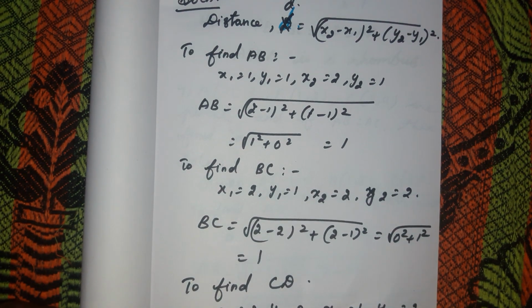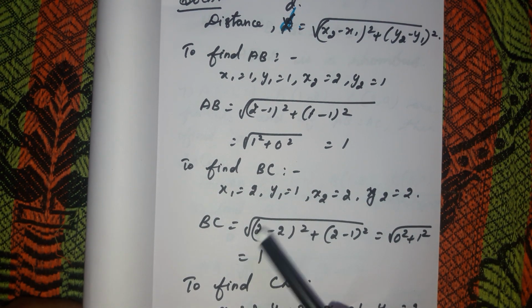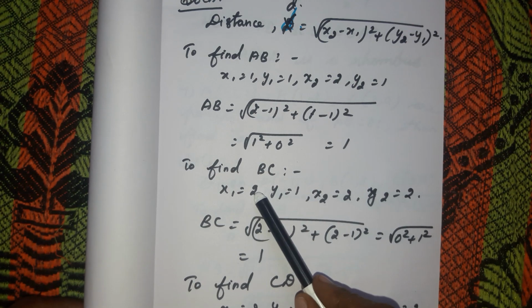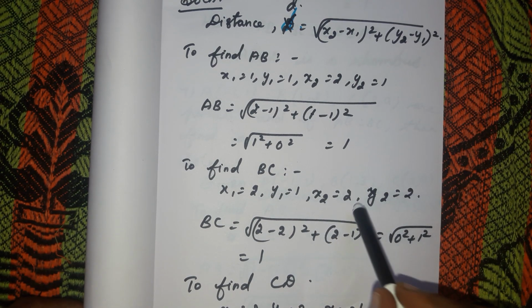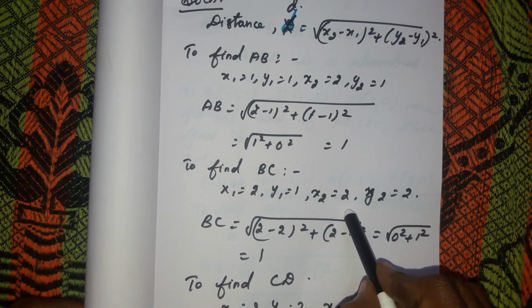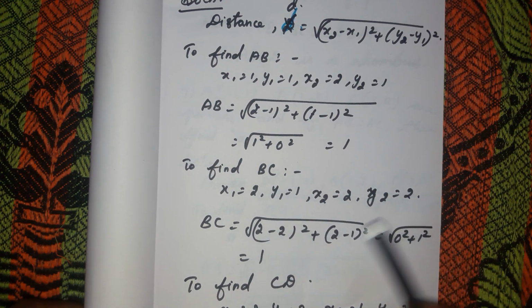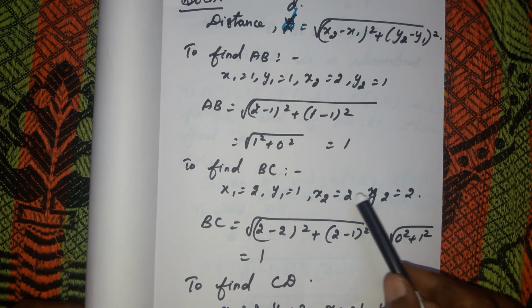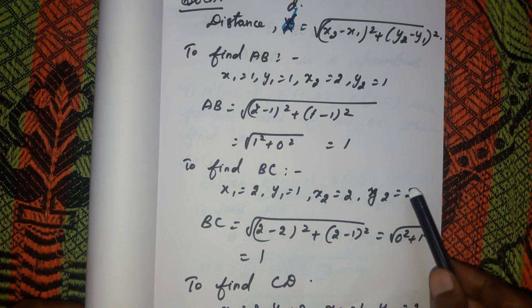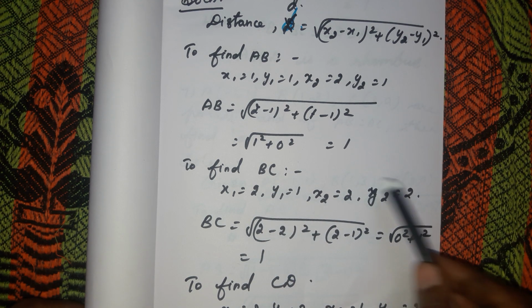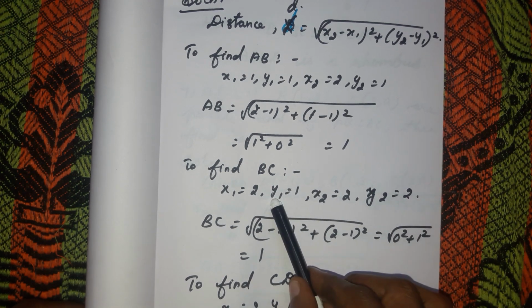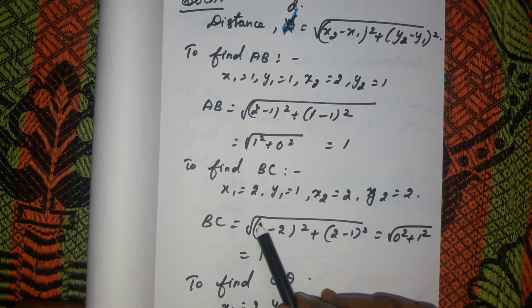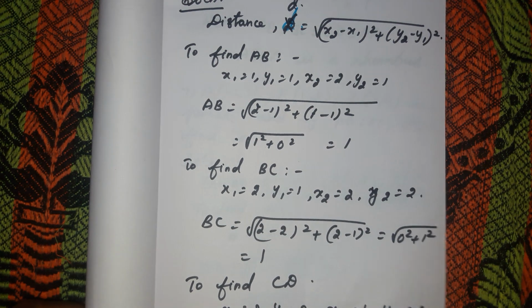Next, to find BC. B point is (2, 1), so x1 is 2, y1 is 1. Next, C point is (2, 2), so x2 is 2, y2 is 2. Then BC is equal to root of (2 minus 2) the whole square plus (2 minus 1) the whole square, that is y2 minus y1. So it is 0 square plus 1 square, which is equal to 1.